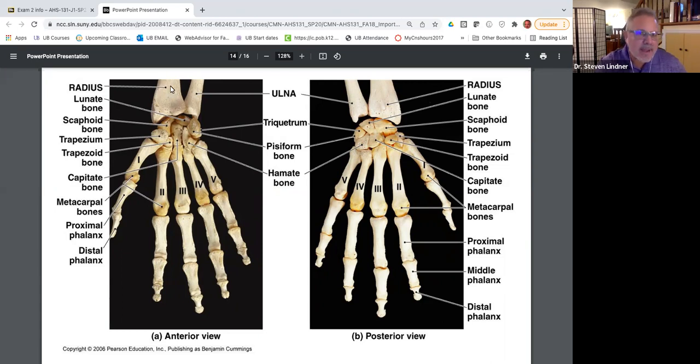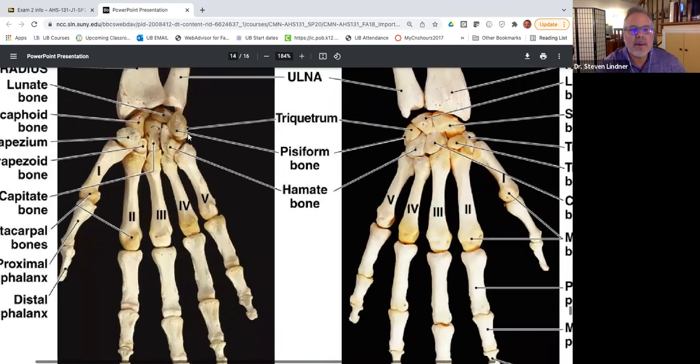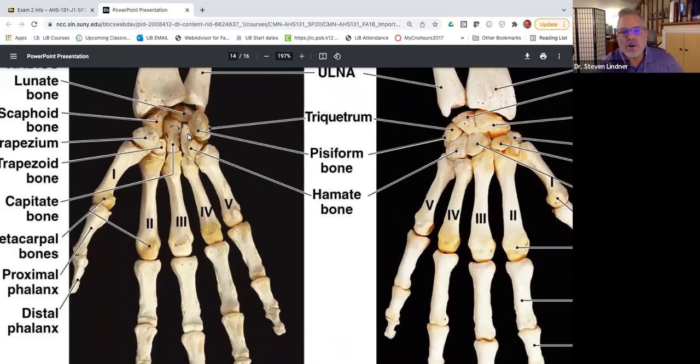But when we look at the hand, we can see the distal end of the radius, and we can see the distal end of the ulna. And we can see that those two bones articulate with the bones of the wrist that are called the carpal bones. And the carpal bones, there are 8 of them. They are divided into a proximal row, which are these 4, 1, 2, 3, 4, and then a distal row, which is 1, 2, 3, and 4.